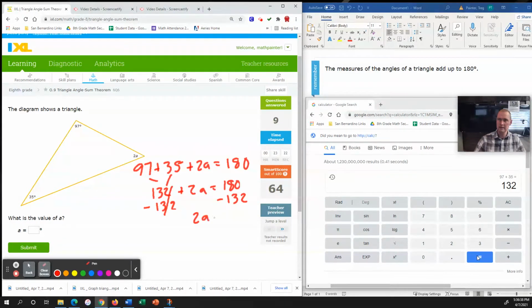We got 2a equals, let's see, 180 minus 132 is going to be 48. And our last step here is going to be take 2a, divide by 2 on both sides, and therefore a equals 48 divided by 2, which is 24 degrees.